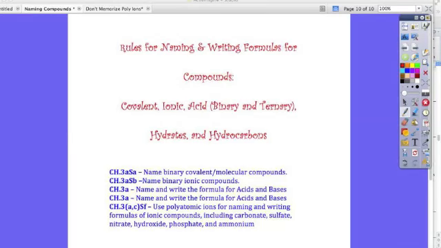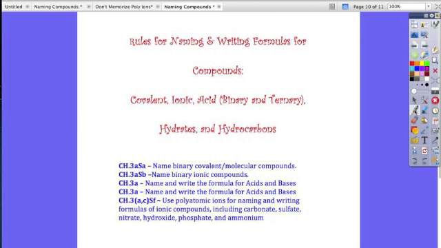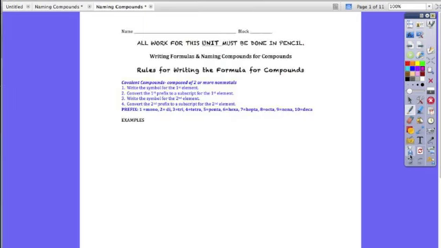This is one of a series of videos that deals with naming and writing formulas for different types of compounds. This video will be focusing on writing the formulas for covalent compounds. So remember, a covalent compound is any compound that is composed of two or more nonmetals. If you are given a covalent compound and you are asked to convert from the name to the formula for that compound, you would follow these four rules.